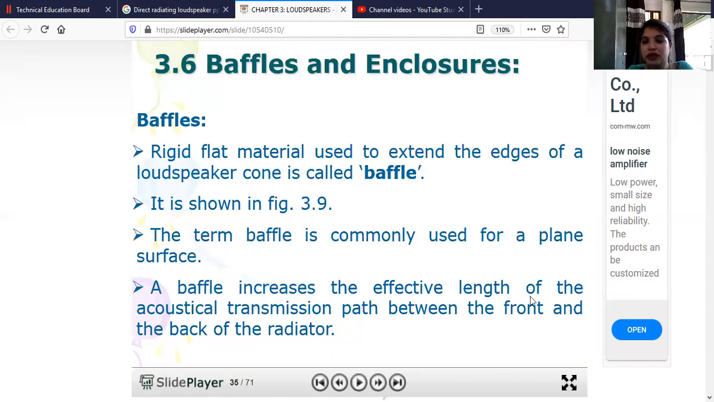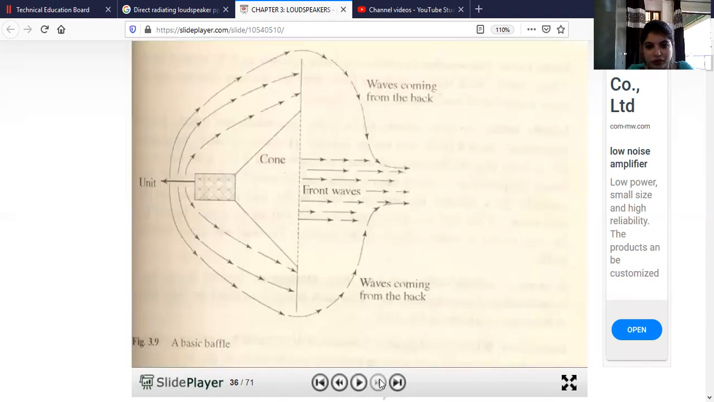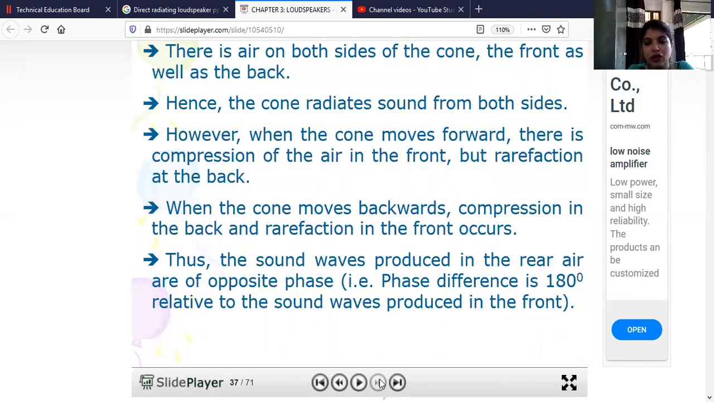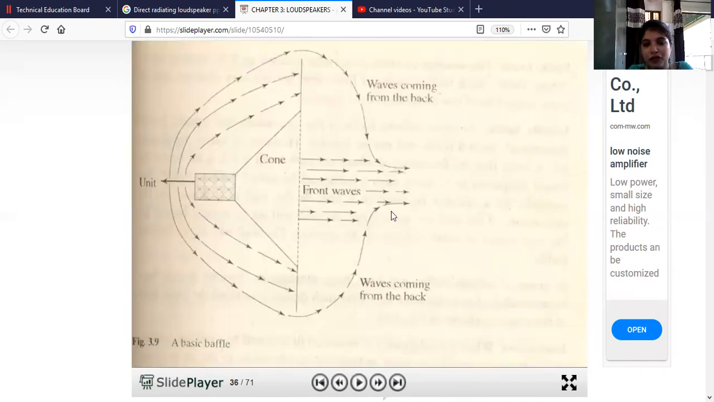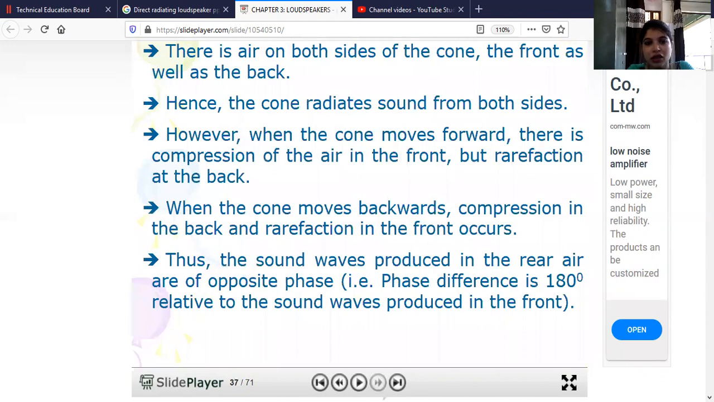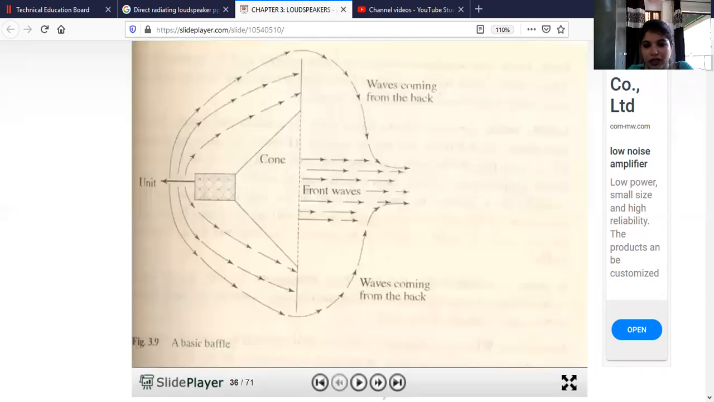The baffle increases the effective length of the transmission path between front and back of the radiator. Acoustical means relating to sound. Now you can see that there is air on both sides, at the front and at the back. Hence the cone radiates sound from both sides. When the cone moves forward, it will compress at the front and rarefaction will occur at the back. When it moves backward, it will have compression at the back and rarefaction at the front.